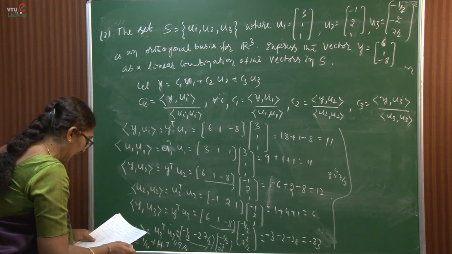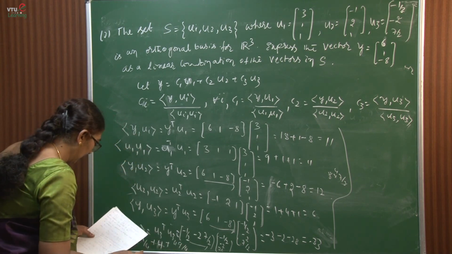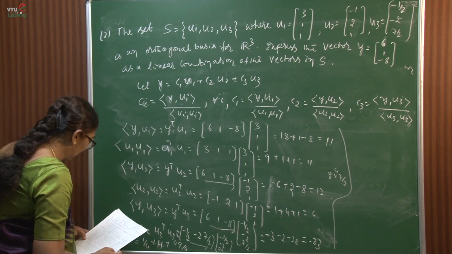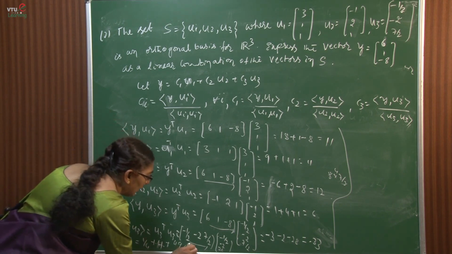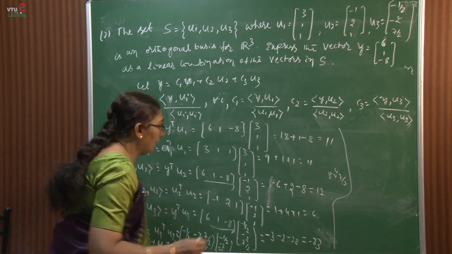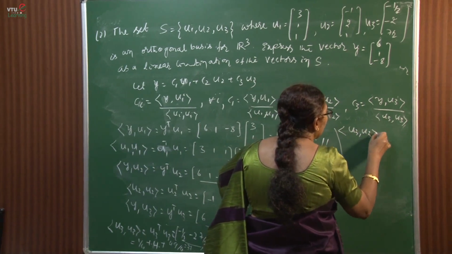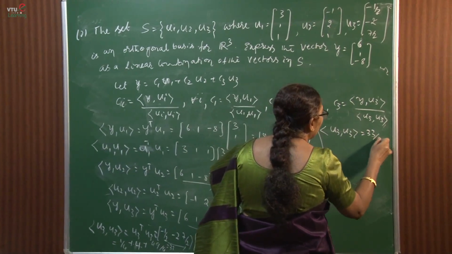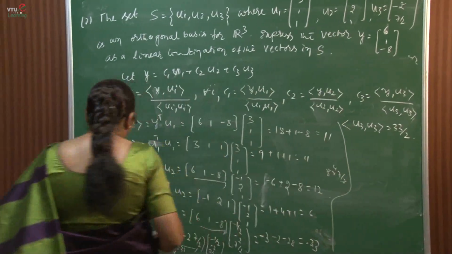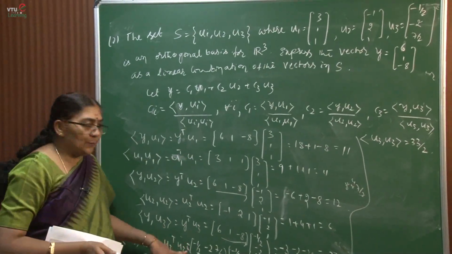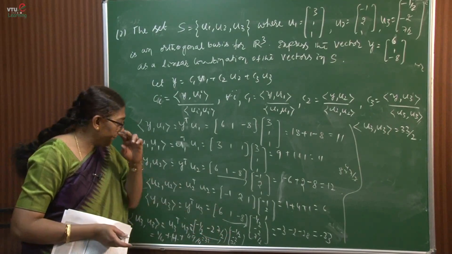Simplify that, finally we get minus, take LCM, now we have to simplify this, we get 33 by 2. Yeah, I will write it here. Inner product of u3 comma u3 is 33 by 2. Everything is written on the board here. u3 transpose u3, row into column, multiply it.